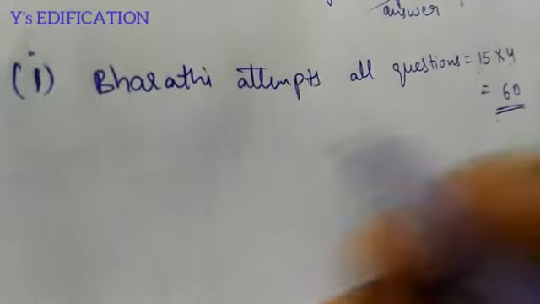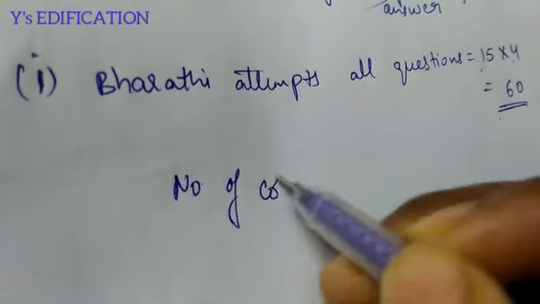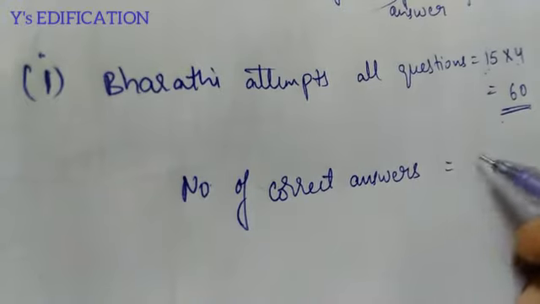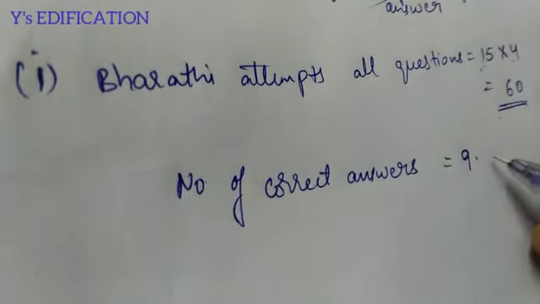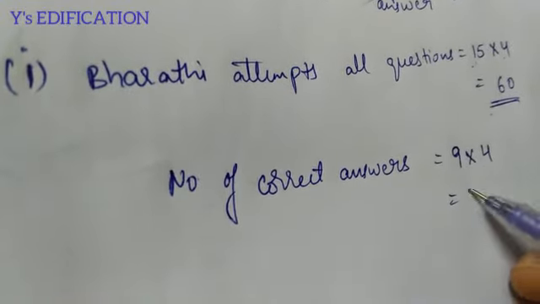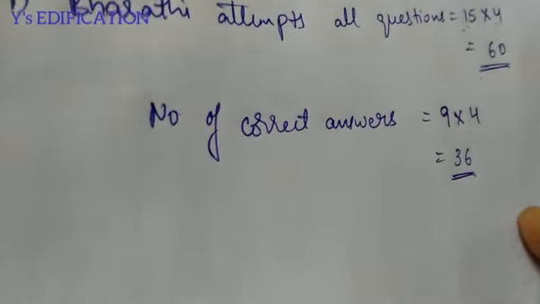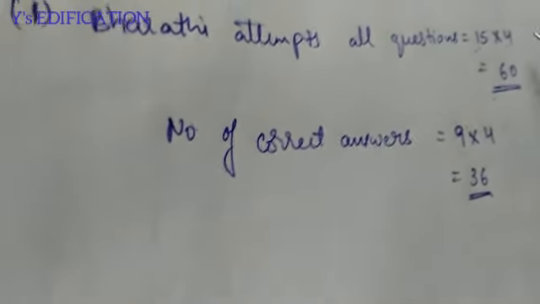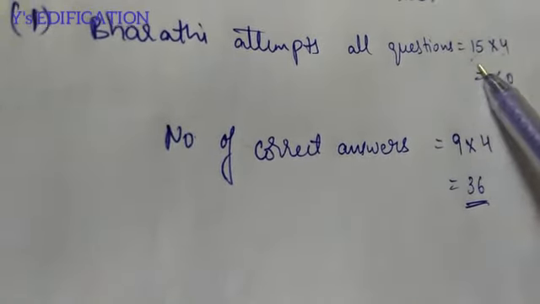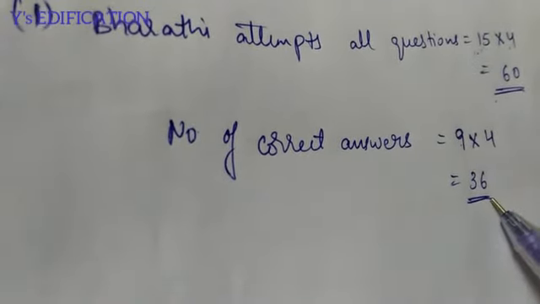Bharti attempts all questions. The number of correct answers given by Bharti is only 9 questions. That means how many marks will she score? 9 into 4 is 36 marks. For 9 questions she scored 36 marks. And what is her total score? Out of 15 questions she wrote only 9 correct answers, that means for 9 questions she got 36.